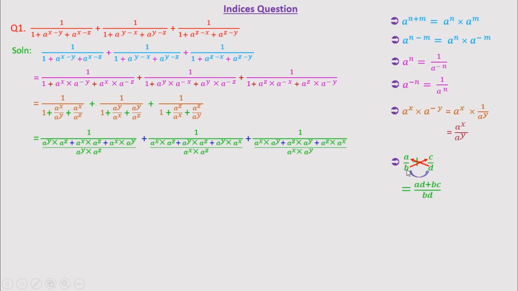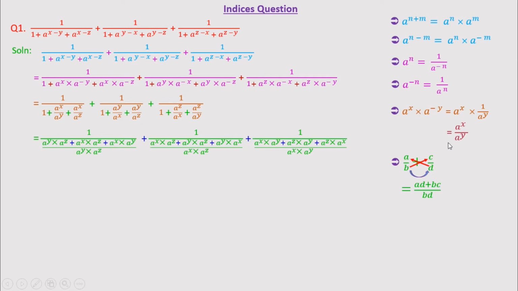While taking the LCM, what you have to do: b times how much is bd, b times how much is this LCM, b times d. So d is multiplied in the numerator here with a. Okay, similarly see the denominator of this fraction, d times how much is this LCM, d times b.